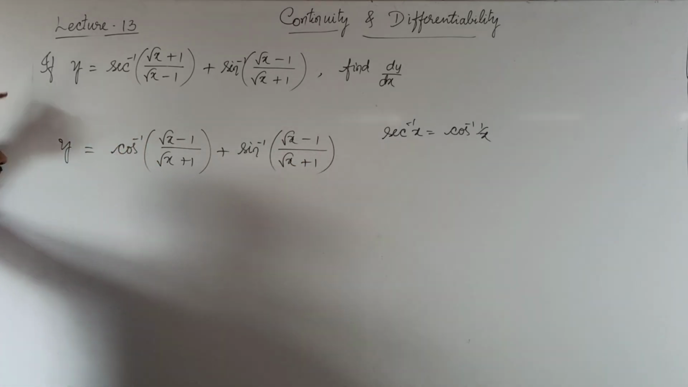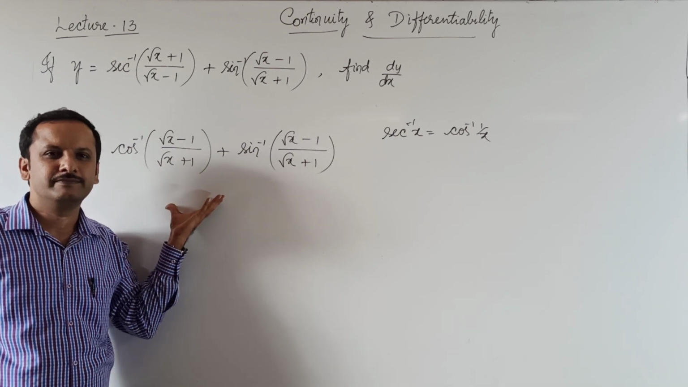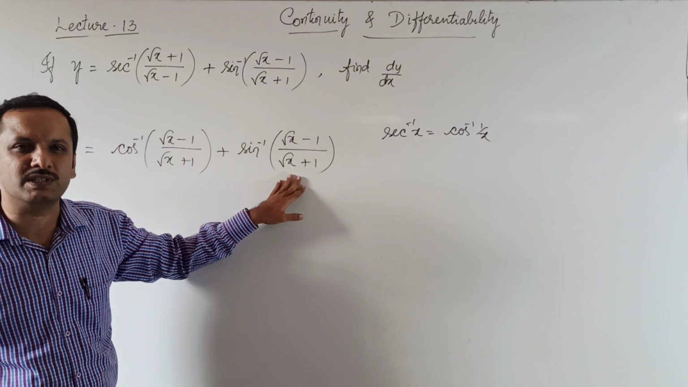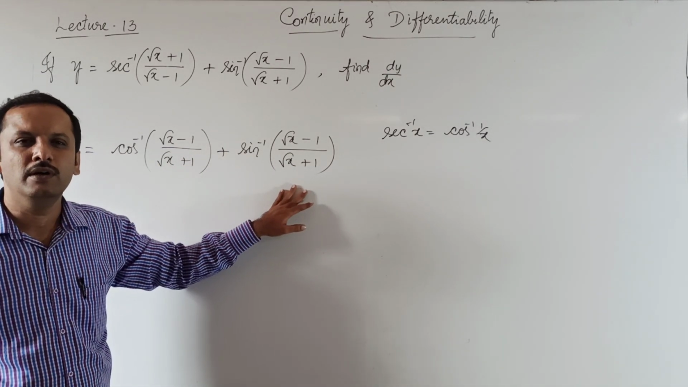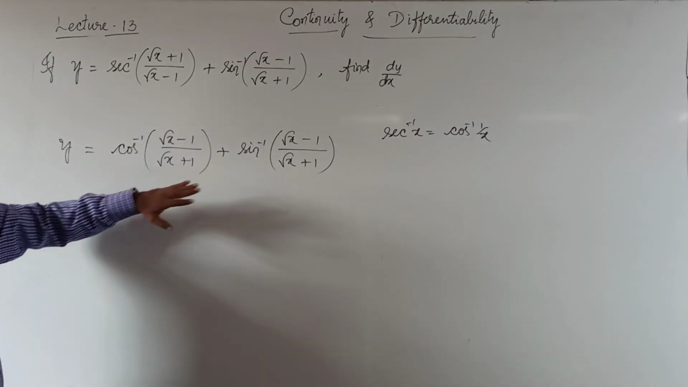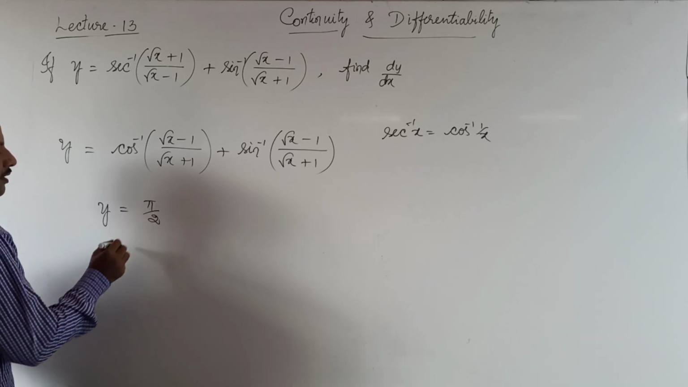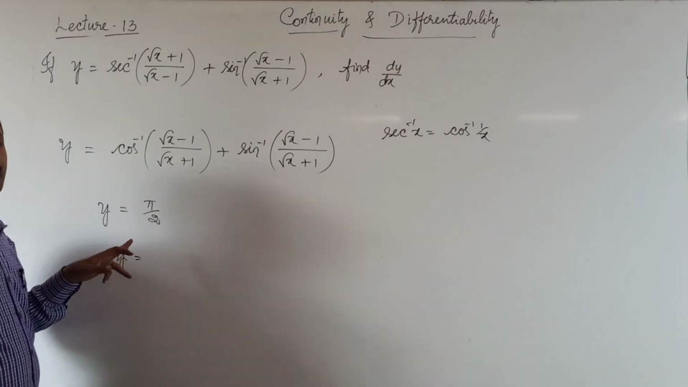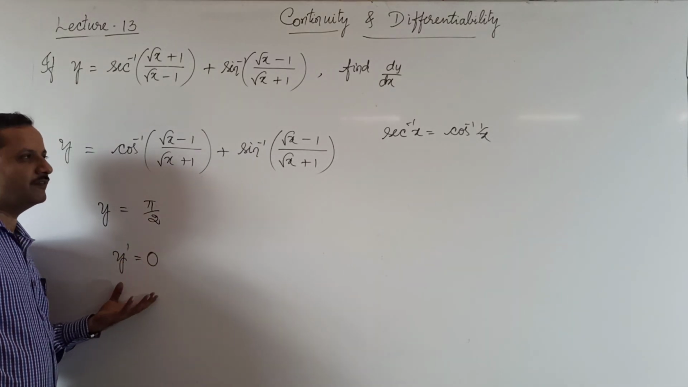Okay, so now if you look at this, whether anything comes to your mind? Yes, you are right. This is in the form cos inverse x plus sin inverse x. As you know, cos inverse x plus sin inverse x is equal to pi by 2. So this expression will be equal to pi by 2. So you have y is equal to pi by 2. Now differentiate this. Y dash is equal to derivative of pi by 2. Pi by 2 is a constant, so its derivative is 0. Y dash is equal to 0.